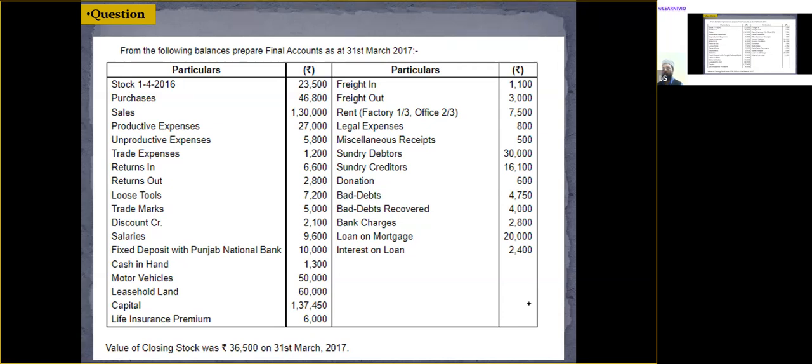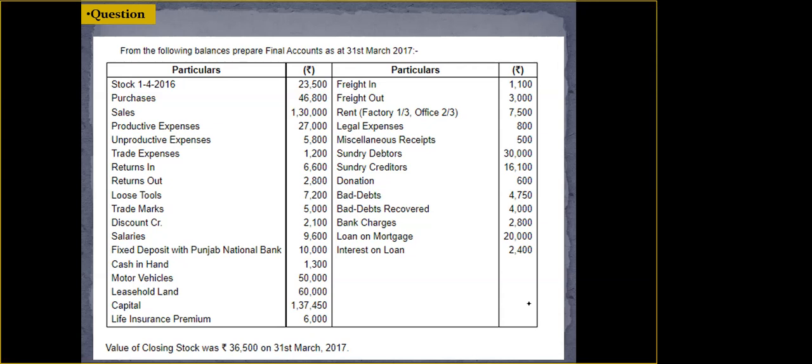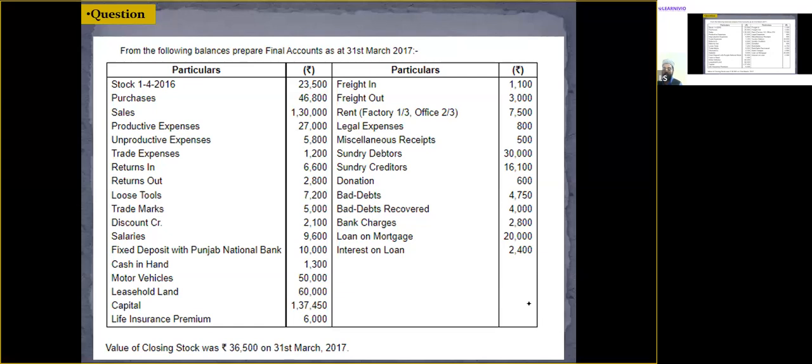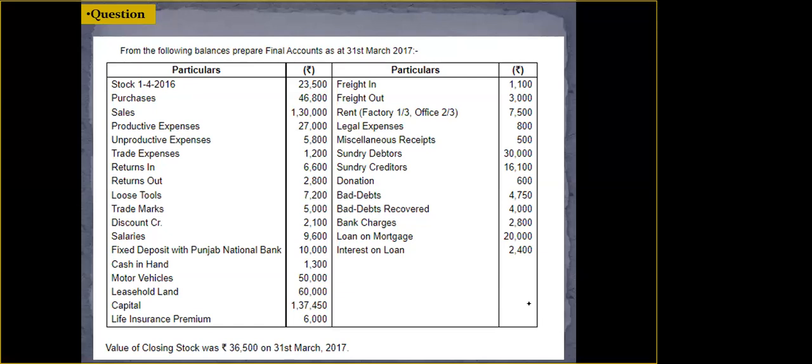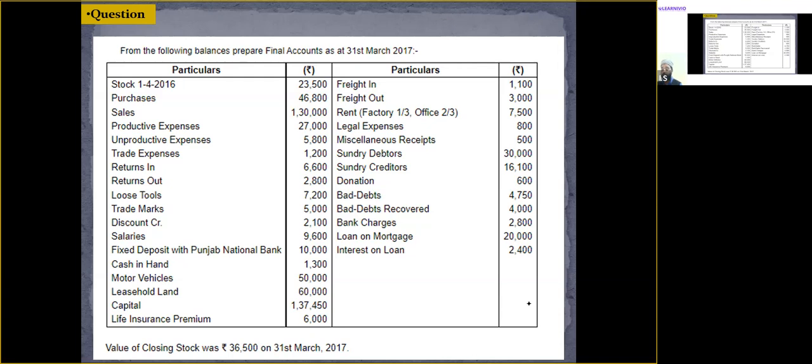Then the next item, and Alexander will answer me, sundry debtors. Tell me, Alexander, where we should write it? Sir, asset side of balance sheet. Yes, sundry debtors, asset side in the balance sheet, correct. So please write it down, everyone. Sundry debtors on the asset side, 30,000.